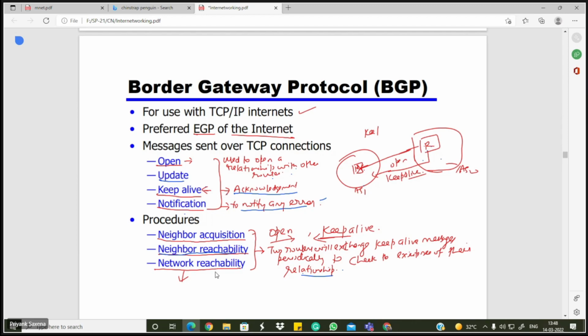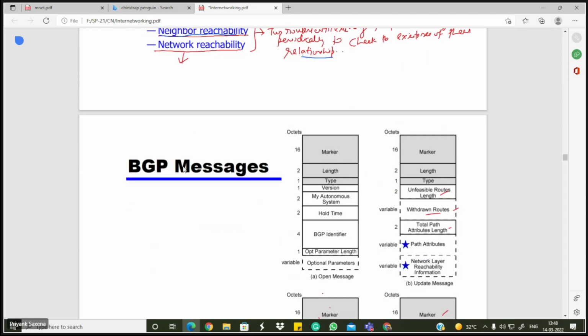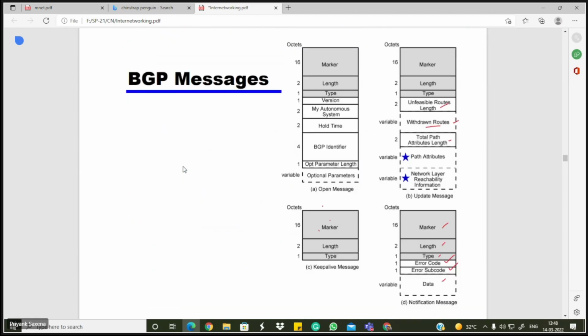Network reachability is like, whenever there is some update on how you can reach a particular network, that update will come in the form of network reachability. So an update message will be exchanged to intimate how you can reach a particular network, right? So these are the BGP messages.